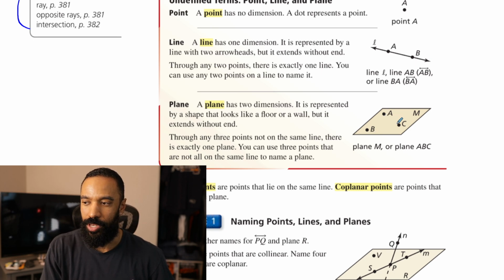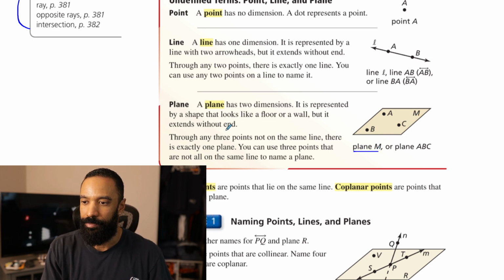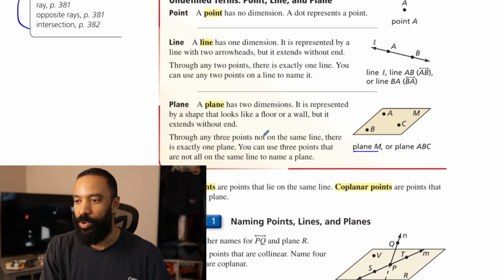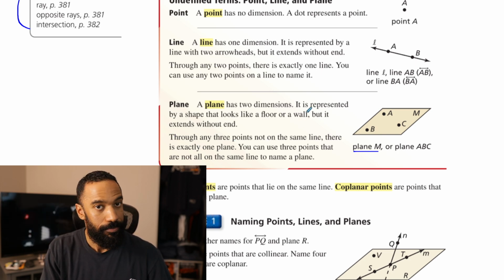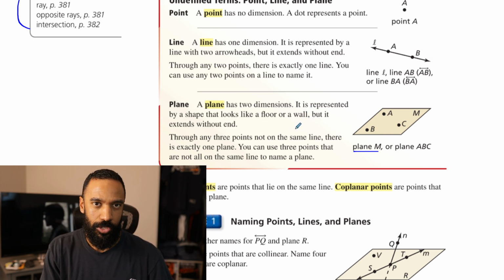And these are 3 points on the plane, A, B, C. This M doesn't have a point indicated with it, so they are labeling the plane as plane M, and that's what you can see right here. Let me read a few more things just to make sure that I cover it all. Through any 3 points not on the same line, there's exactly one plane. You can use 3 points that are not all on the same line to name a plane.